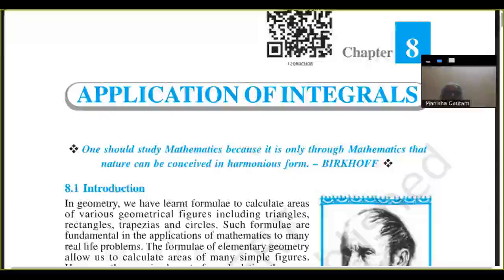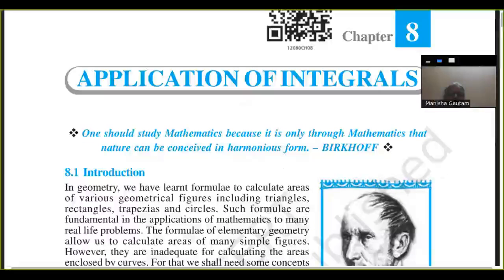Good morning, students. Today we will start chapter number 8, application of integrals. We have learned formally to calculate areas of various geometrical figures, including triangles, rectangle, trapezium, and circles in the previous classes. Such formulae are fundamentals in the application of mathematics to many real-life problems.